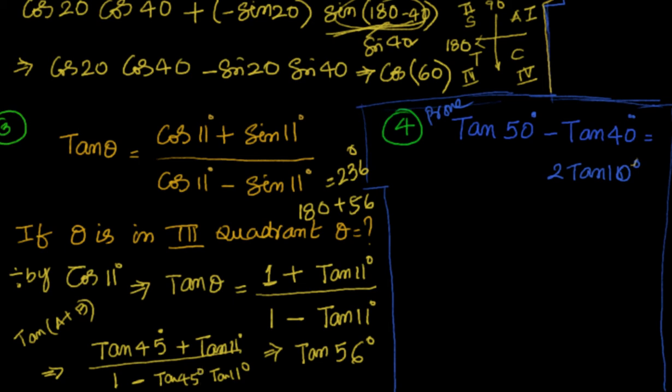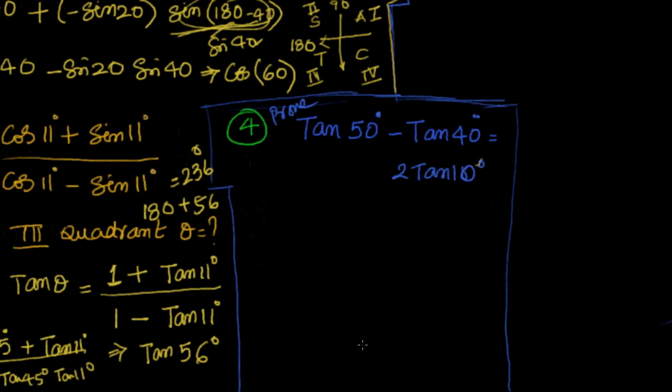Okay, right. Now let's move to the next one. Prove tan 50 minus tan 40 equals 2 tan 10. Now first thing, if I look at this problem, 50 minus 40 is 10. So before going ahead, I just want to know how I can write tan 10 in terms of this. So tan 10 is equal to tan of 50 minus 40, right?